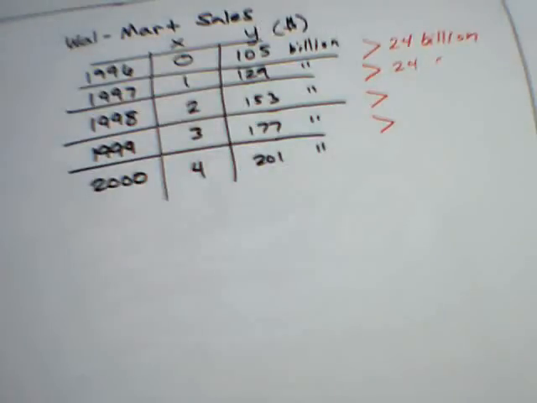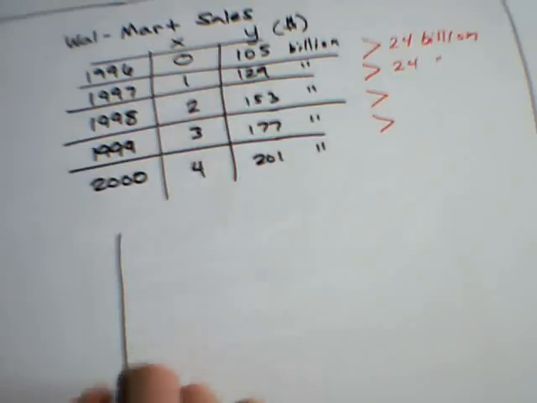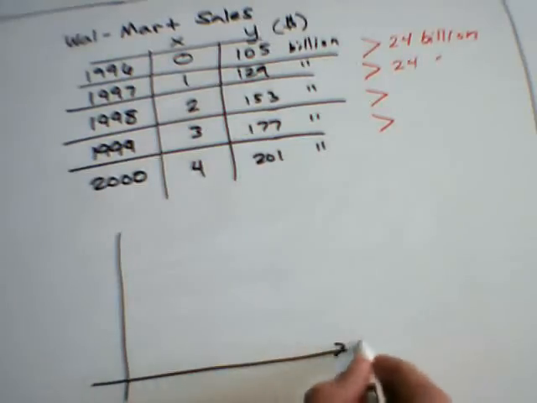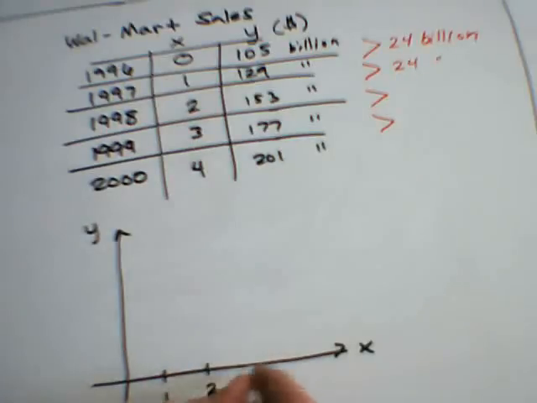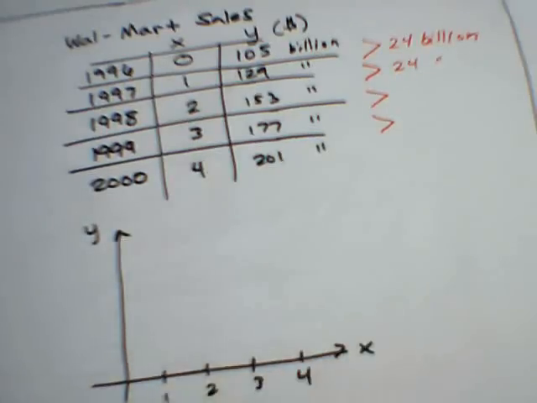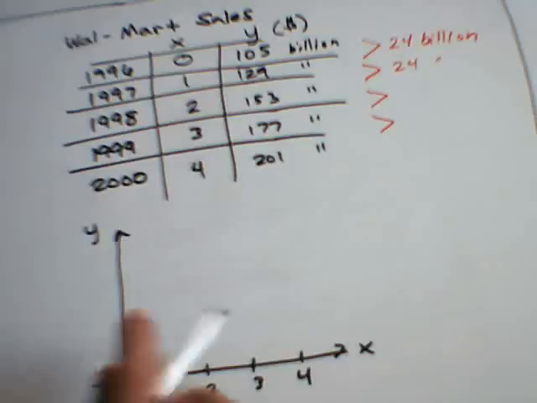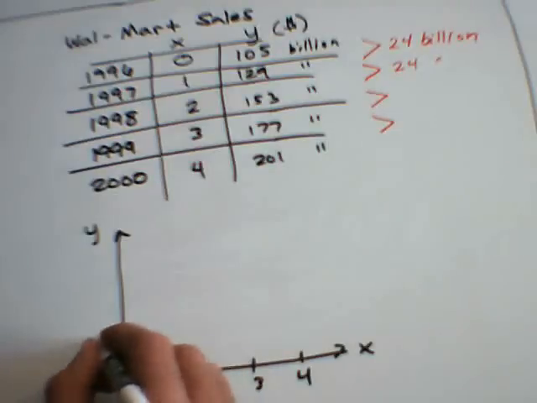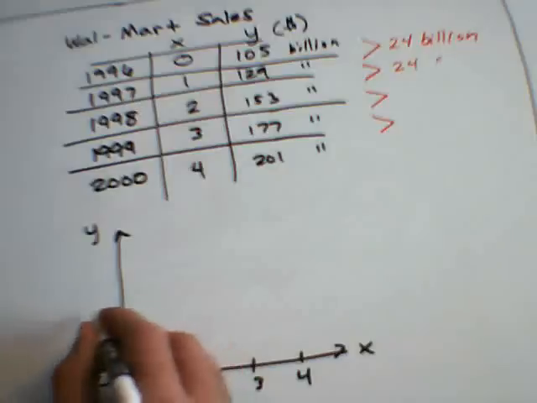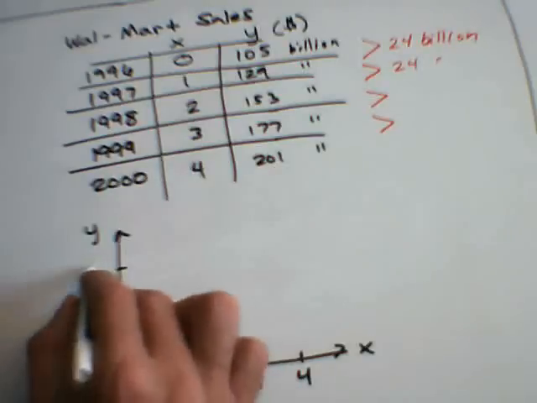That tells us that this is a linear function. If we were going to plot this data on a graph, we'll have x and y. And then we'll let y go up here in increments, let's say, of 25. So I'm going to start it out at 100, and then go to 125, 150, 175, 200.